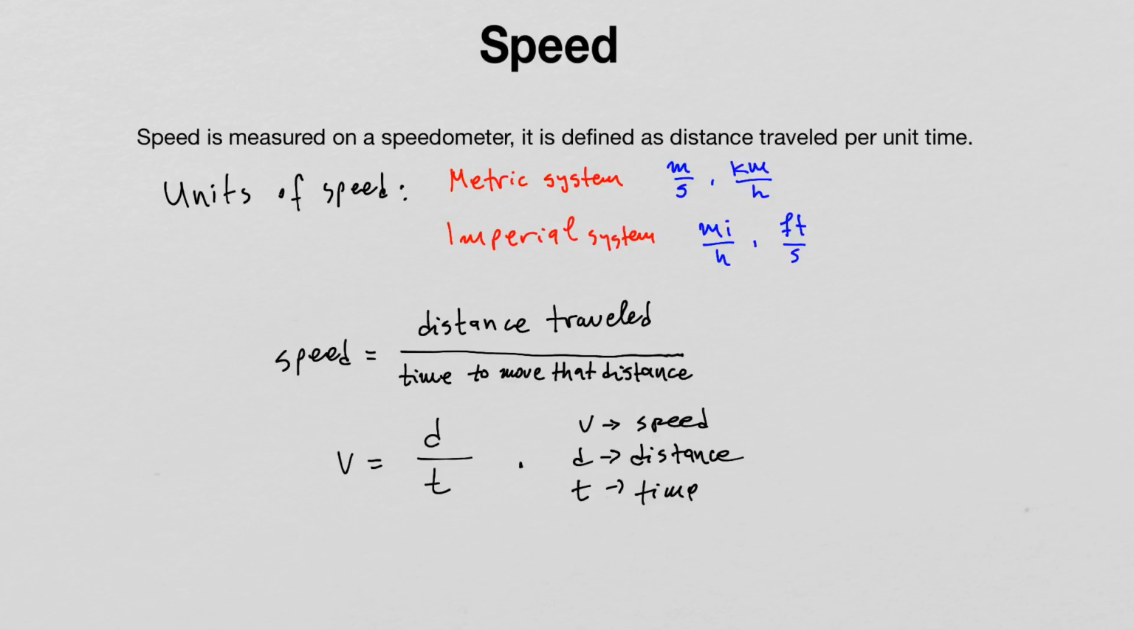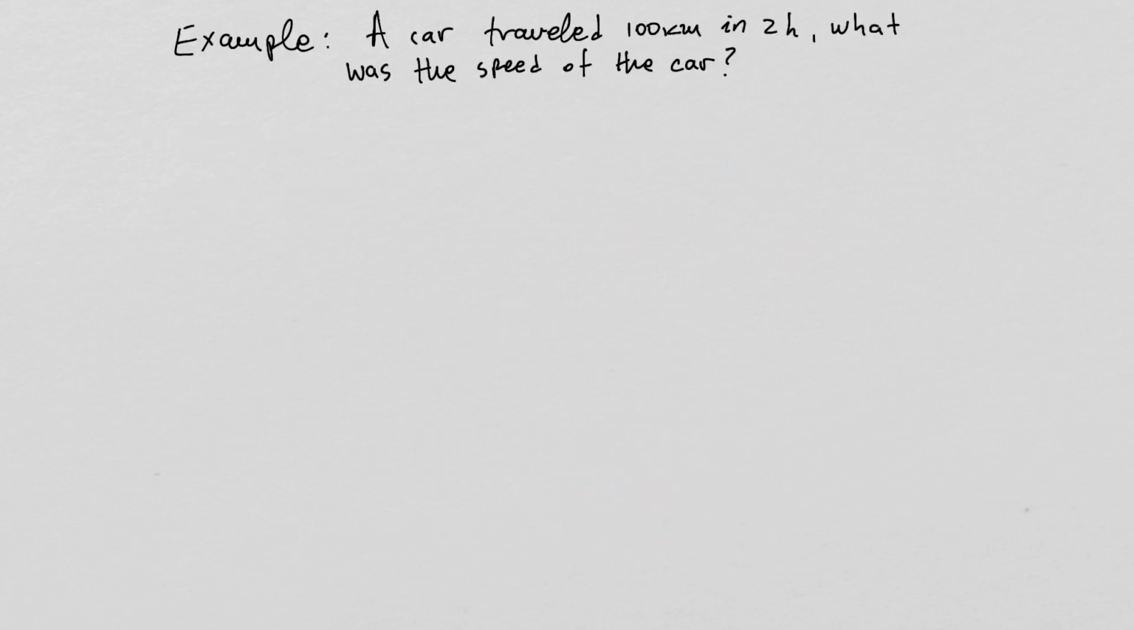Replacing those three quantities with their symbols, the formula that relates speed, distance, and time looks like so. The speed v is equal to the distance d divided by the time t. So again, v is speed, d is distance, t is time. So let's illustrate the concept of speed with the following example.